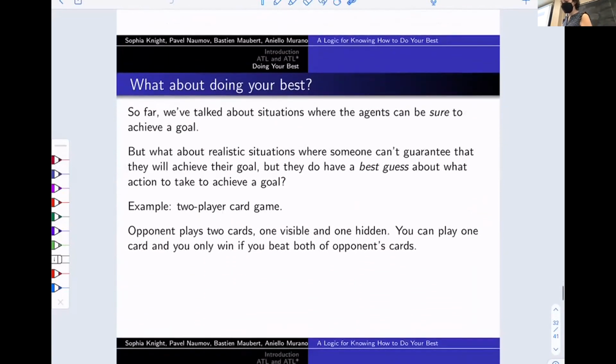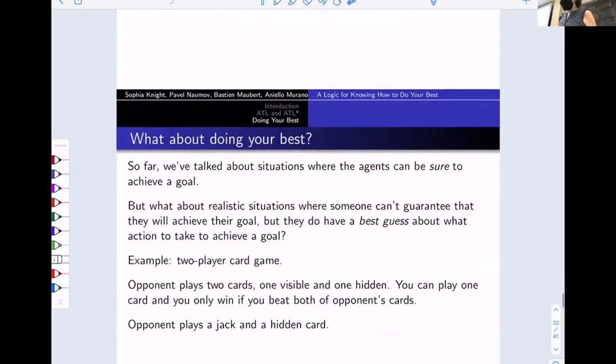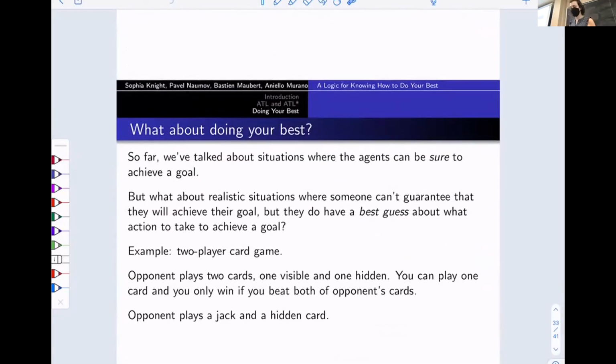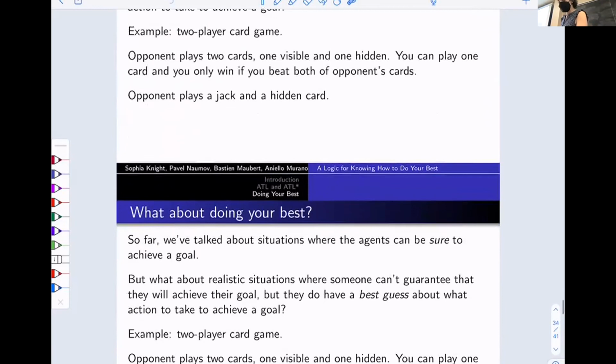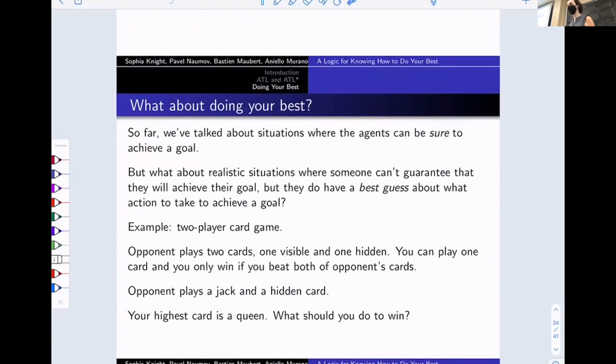So one example of that would be if you're playing a 2-player card game, and each person has 2 cards. You can see one, the other one is face down. You win if you beat both of your opponent's cards. And you've got some cards you can choose from to play. So let's say you see that your opponent has a jack and a hidden card, and your highest card in your hand is a queen. You want to beat both your opponent's cards. You don't know what their hidden card is.